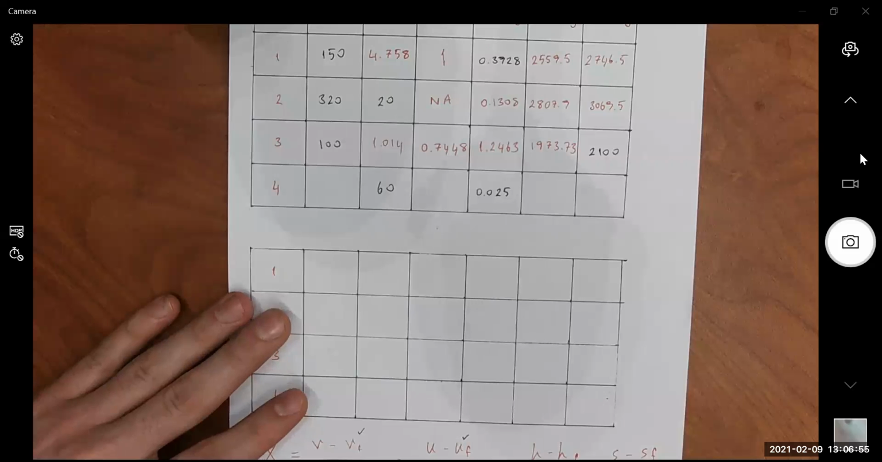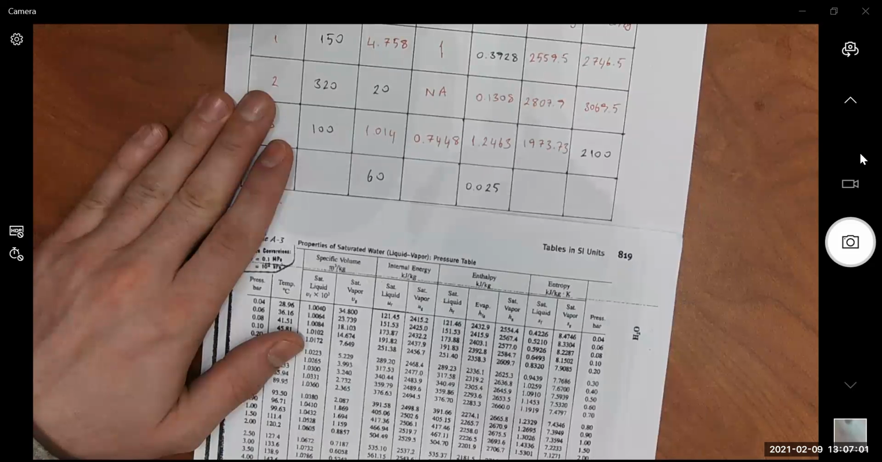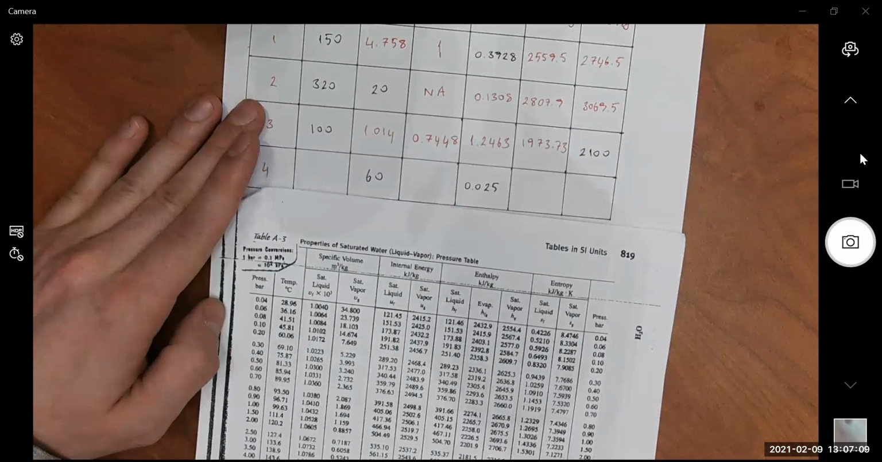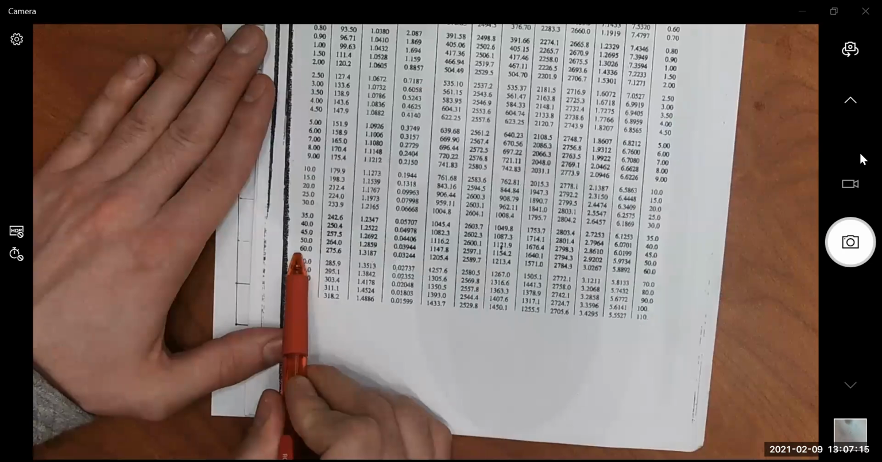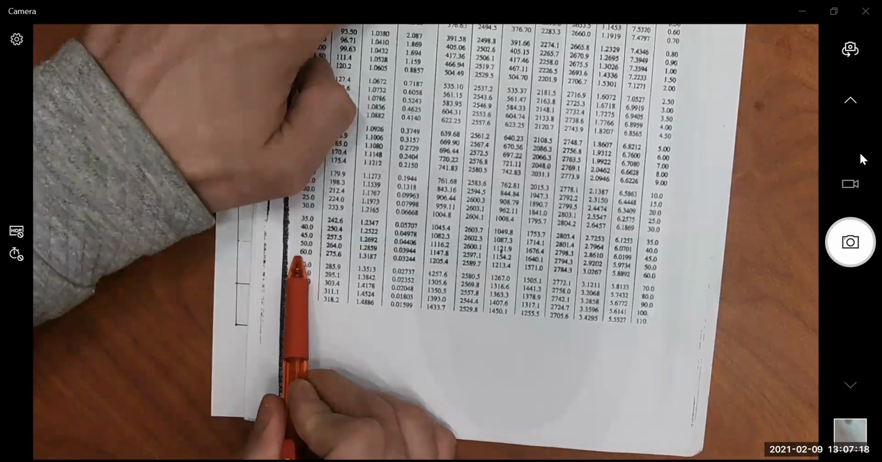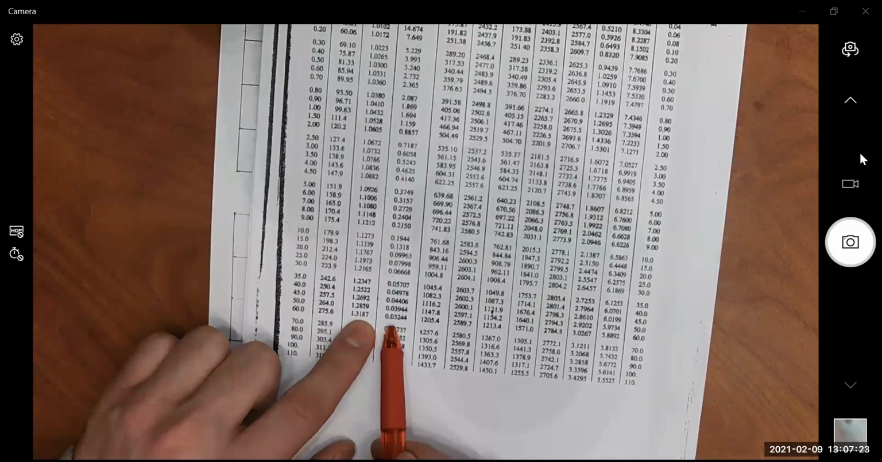Okay. Case 4, 60 bar pressure and specific volume is 0.025 meters cubed per kilogram. Okay. Table A3, if you go to 60 bar, right? You check your specific volume. Saturated liquid and saturated vapor values. Saturated vapor value is 0.03244 meters cubed per kilogram.